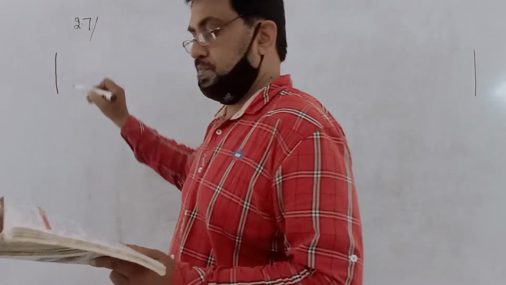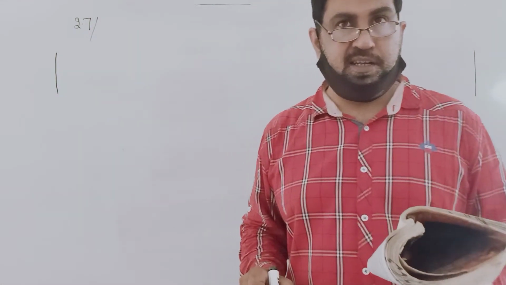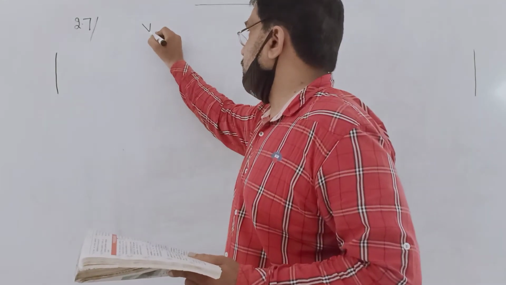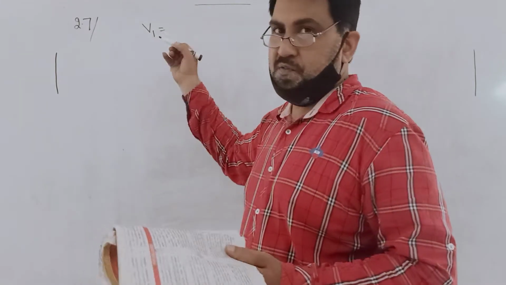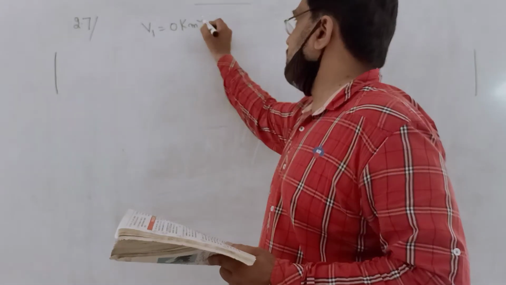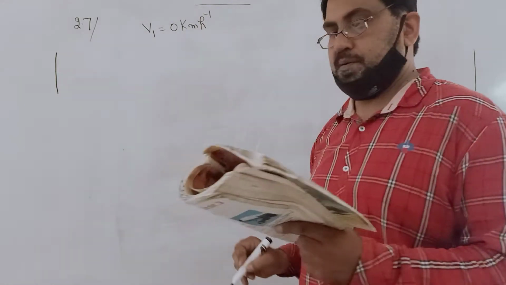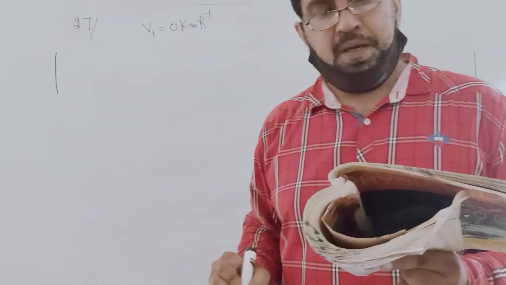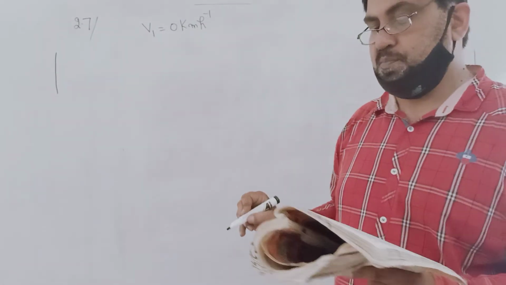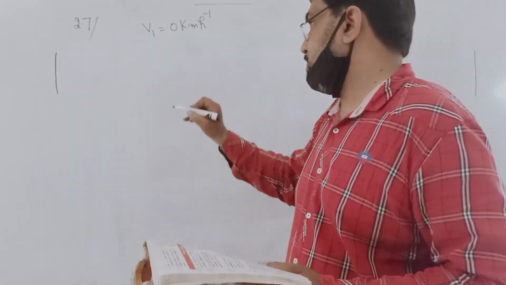Numerical number 7.2.7. A train starting from rest, initial velocity V1 is equal to 0 kilometer per hour, and attains a velocity of 48 kilometer per hour in 2 minutes.